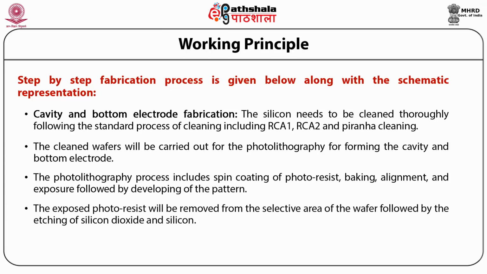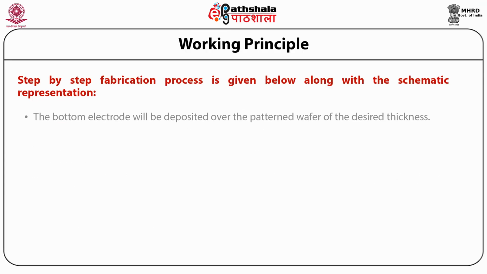The exposed photoresist will be removed from the selective area of the wafer followed by the etching of silicon dioxide and silicon. The bottom electrode will be deposited over the patterned wafer for the desired thickness. After deposition, the residual photoresist will be removed using acetone or IPA. Here IPA is called isopropyl alcohol.